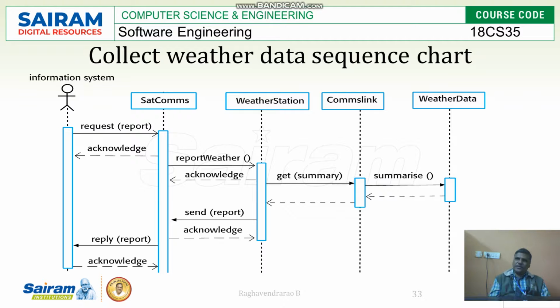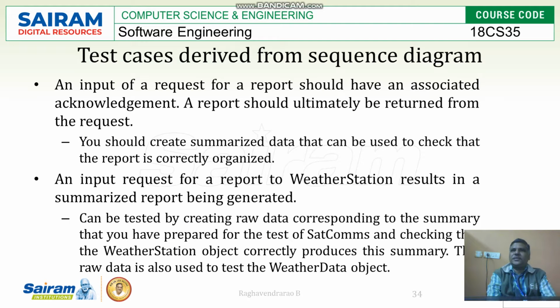That is stored over there, then it is going to reflect the acknowledgements you will get, and the report you will send to the information system, and a proper reply is given to the information system. So this is the proper acknowledgement that they will get. So this is the proper way of communicating the sequence chart of the weather data system. Then based on this you will get the queries. That is the test case derived from the sequence diagram.